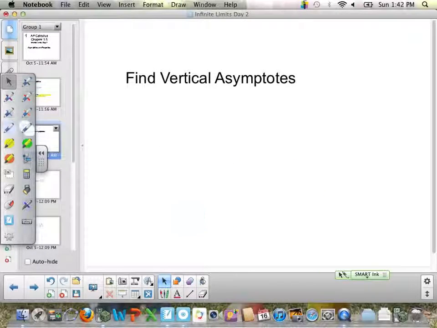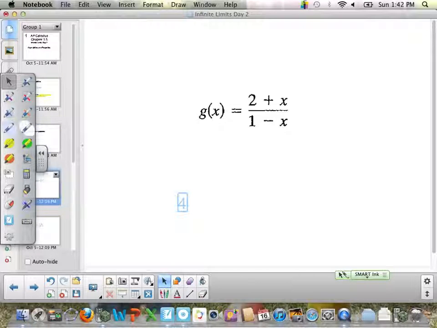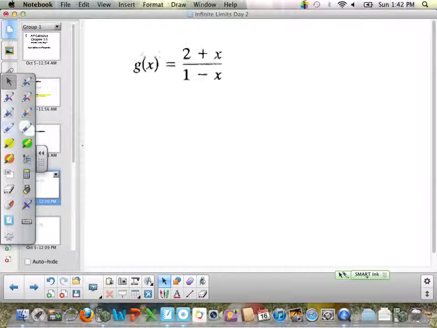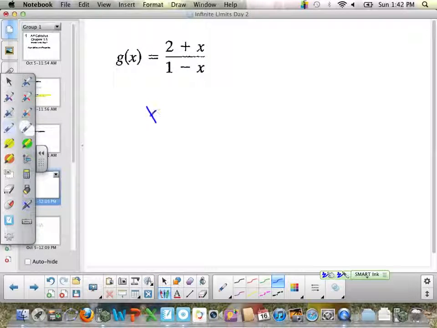All right, so let's look. Let's find some of these vertical asymptotes. This function should look familiar. It was in yesterday's video. We want to find a vertical asymptote here. So what makes the bottom 0? That's x equals 1. And we double check: does it make the top 0? 2 plus 1, is that 0? It hasn't been for quite some time now. So I'm going to say that x equals 1 is a vertical asymptote.